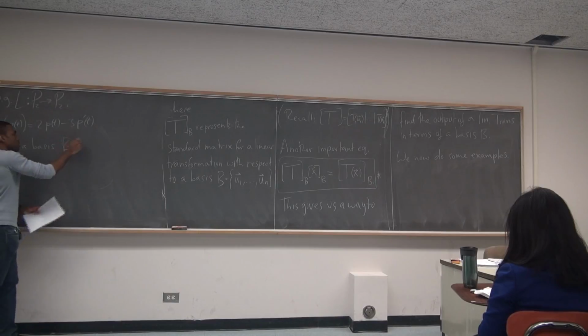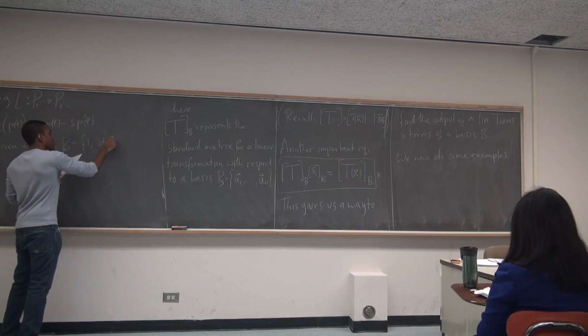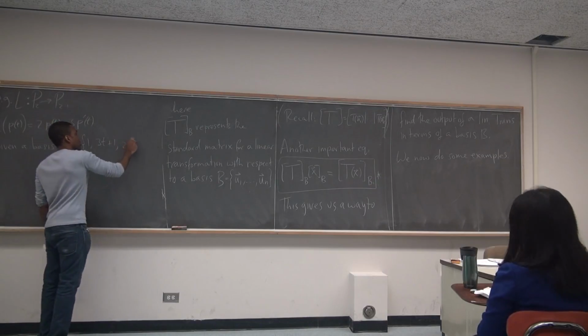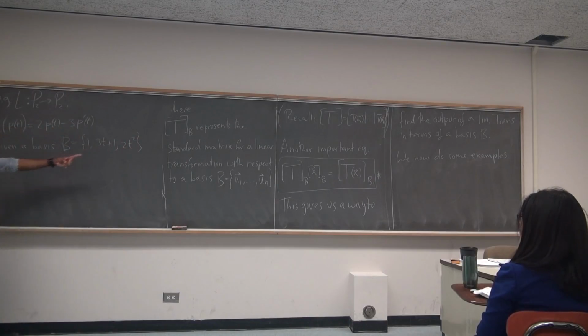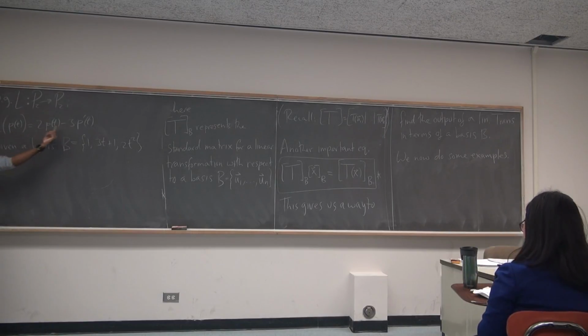Call it B: 1, 3t plus 1, 2t squared. So this is a basis for P2. This is the basis we want to work in. And they just defined a linear transformation. Whatever polynomial you take, this linear transformation will output this polynomial, right? So 2 times the original minus 3 times its derivative is the transformation that we're doing. Okay.